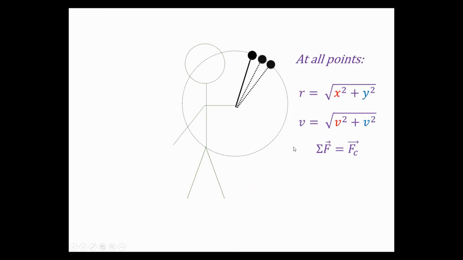All right, now that we've got that, at all points, just as a reminder, r is going to be equal to the square root of x squared plus y squared, our actual position. Our speed, the magnitude of the velocity vector, will be equal to the square root of our velocity in the x direction squared plus our velocity in the y direction squared. And at all points, our sum of forces must come up to the centripetal force.